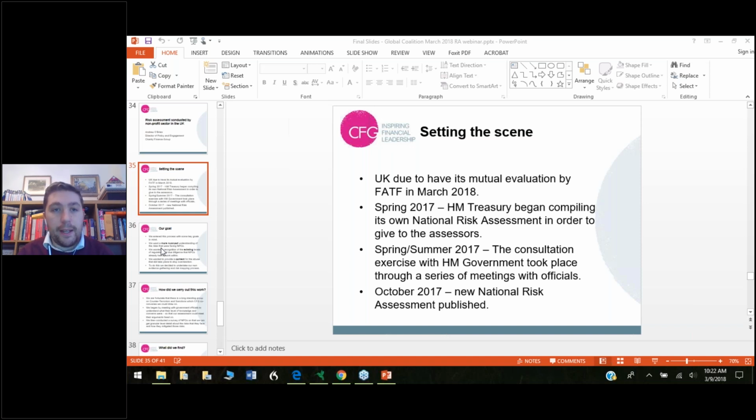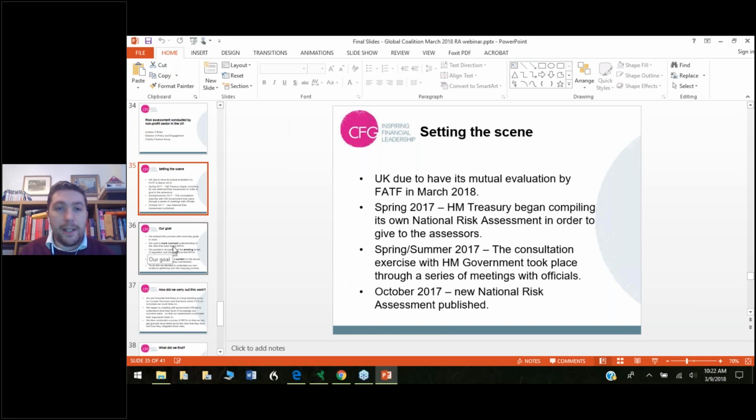And then in spring, summer, we had some conversations. We had a roundtable meeting which we hosted between NPOs and the government to look at the risks facing the sector. And we also submitted our own written evidence as well, which was an exercise that I'll talk about a bit later. And then in October 2017, we had our new National Risk Assessment published, which reduced the risk of NPOs from what had been medium-high across the sector to low risk, and also mentioned that it might be higher risk, but not high risk, for charities which are operating in places like Syria or Yemen or those areas of conflict.